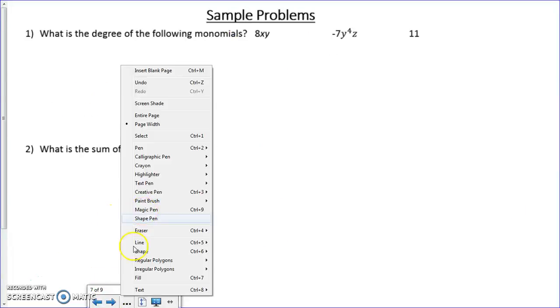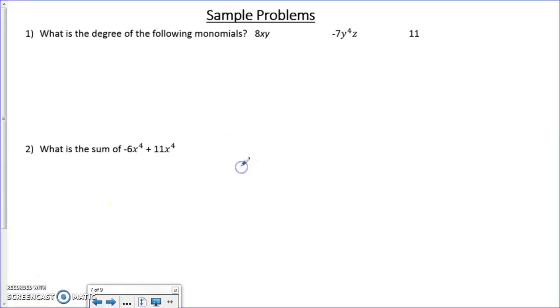Let's do some sample problems. Let's do some easy ones. What is the degree of the following monomials? 8xy. I know that x is an exponent of 1, y is an exponent of 1, so 1 plus 1 is 2. Negative 7y to the 4th z. Z has an exponent of 1, 4 plus 1 is 5. And the constant 11, there is no variable. However, it's not the number 0, so the degree is 0.